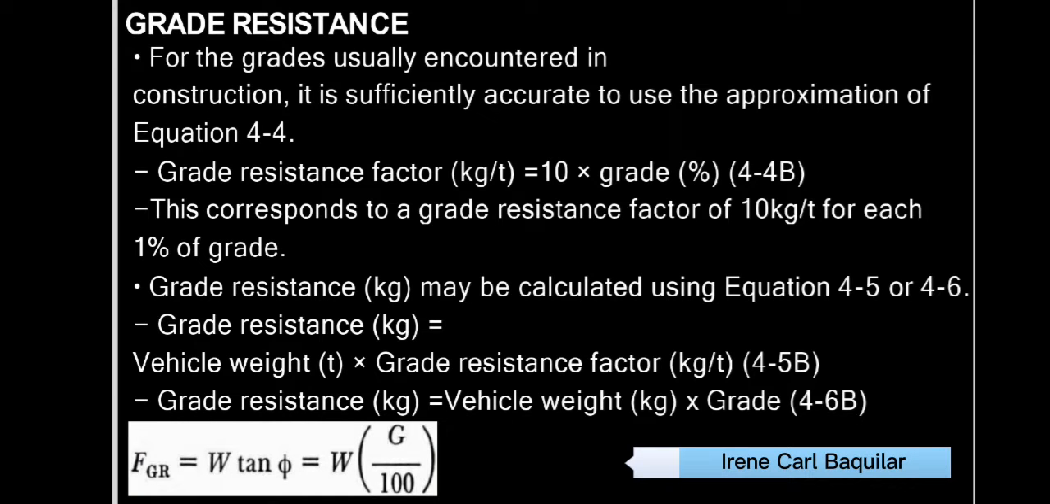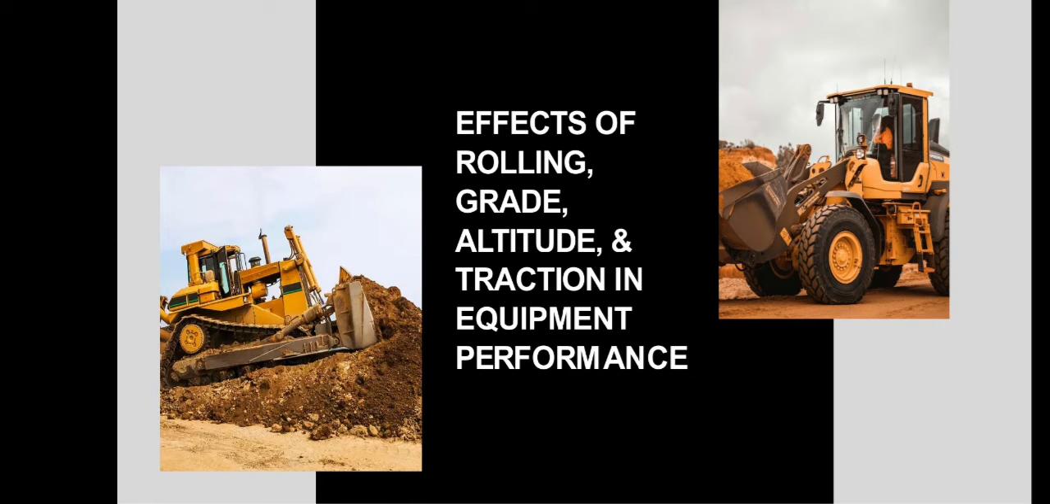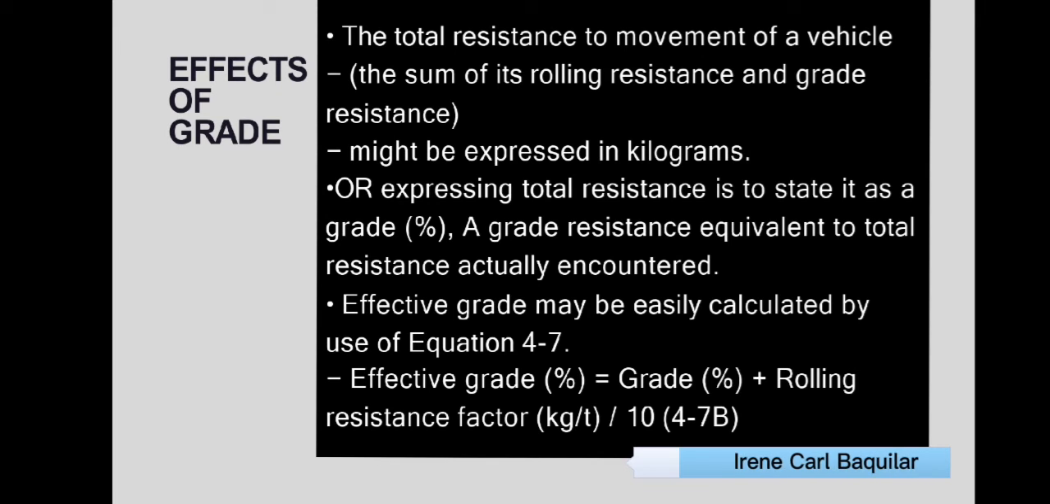For the grades usually encountered in construction, it is sufficiently accurate to use the approximation of equation 4-4. With the effects of grade, the total resistance to movement of a vehicle is the sum of its rolling resistance and grade resistance. It might be expressed in kilograms, or as the total resistance equivalent to the total resistance actually encountered. Effective grade is calculated by equation 4-7.